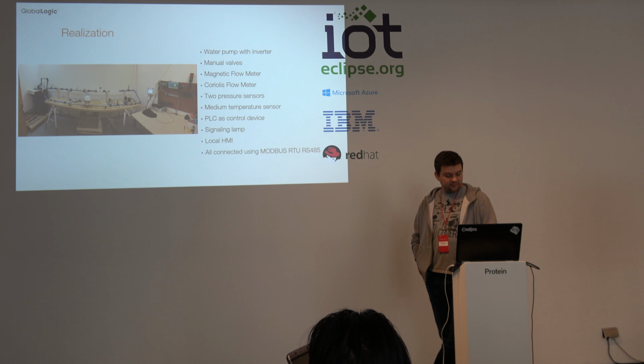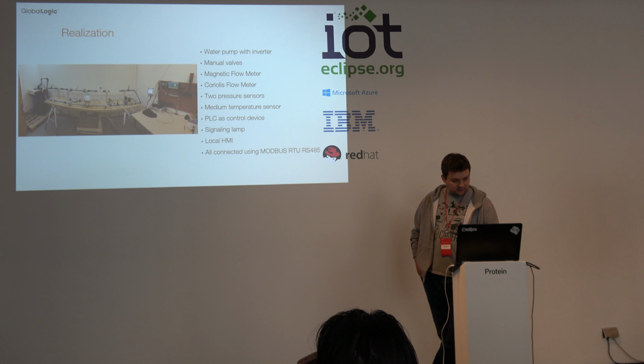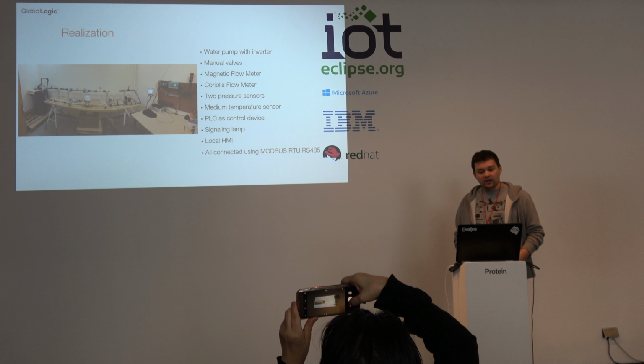So what we realized, this is our setup. I think it is at quite an early stage. We decided to use a PLC as a front end before all other things. So we have the pump with an inverter to have water flowing. We have some flow meters, some temperature sensors, and some pressure sensors. And the PLC acts as an industrial front end to them. Additionally, we have some local HMI and some lights.